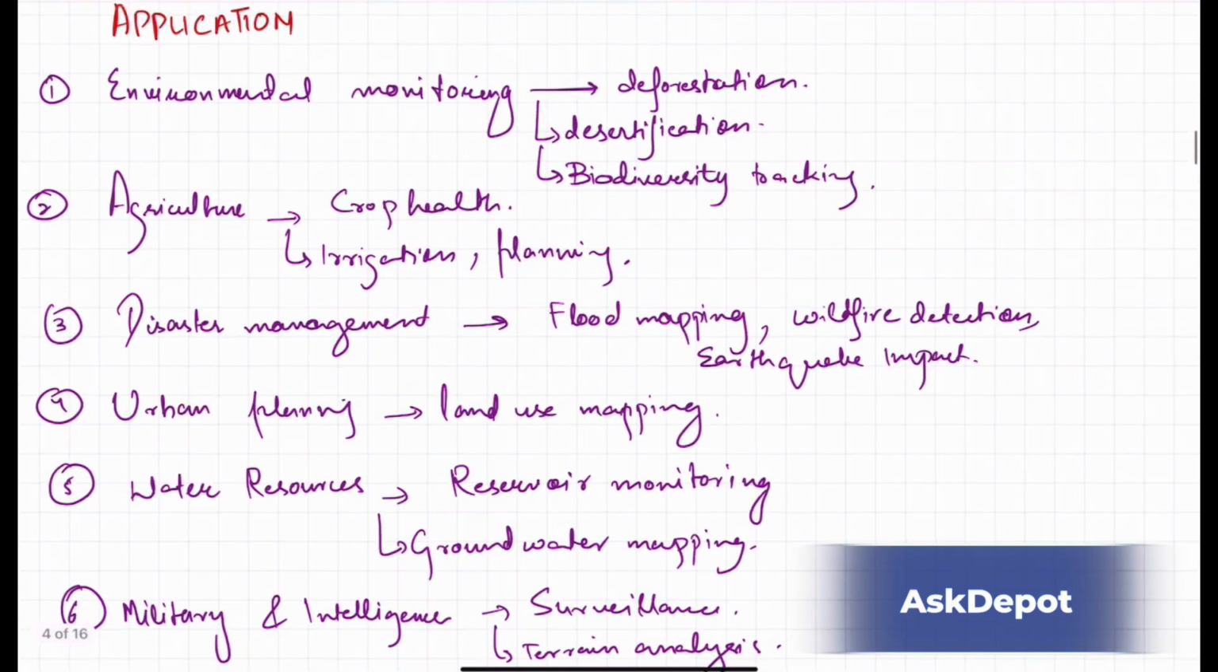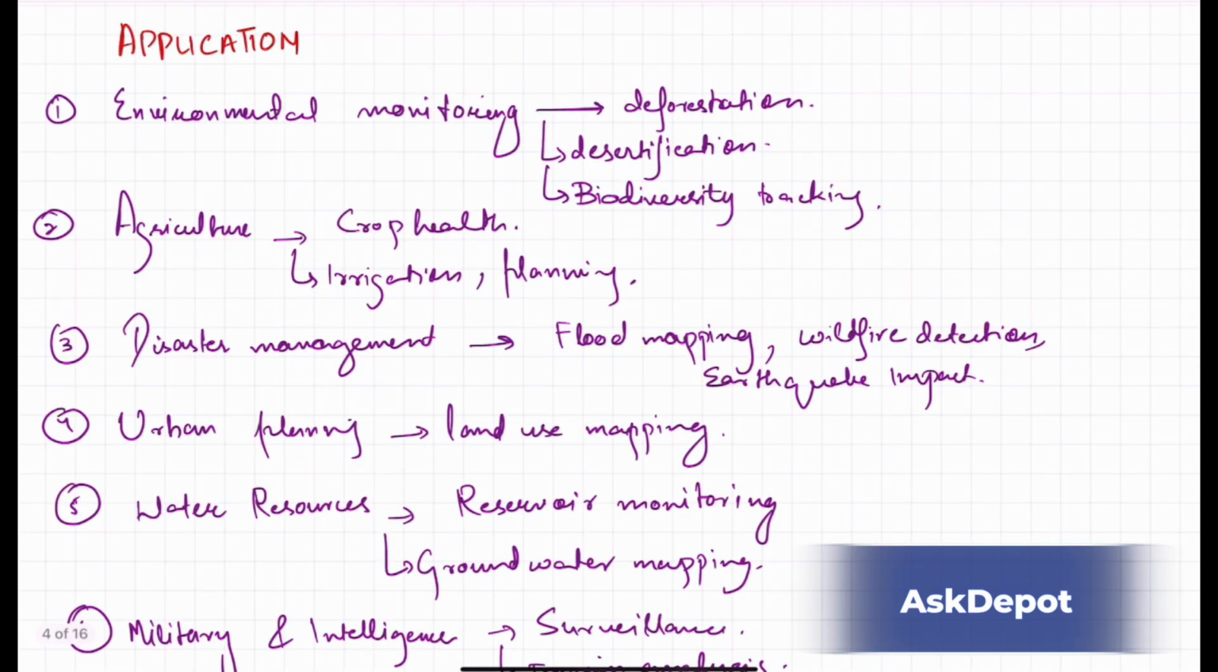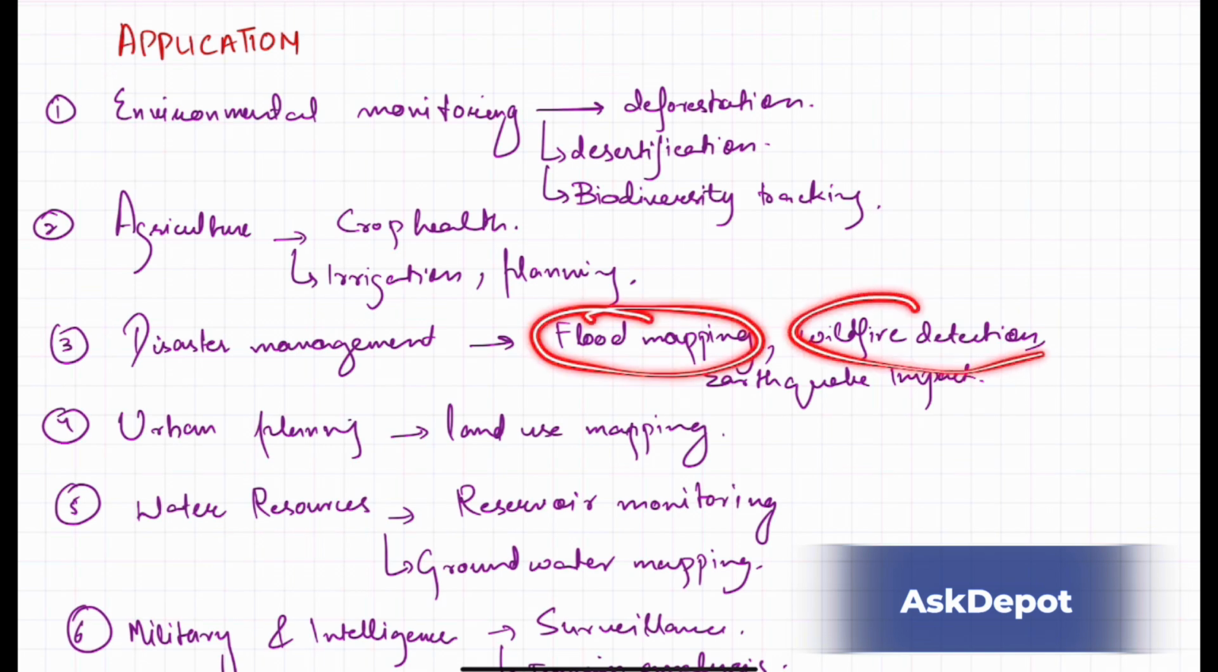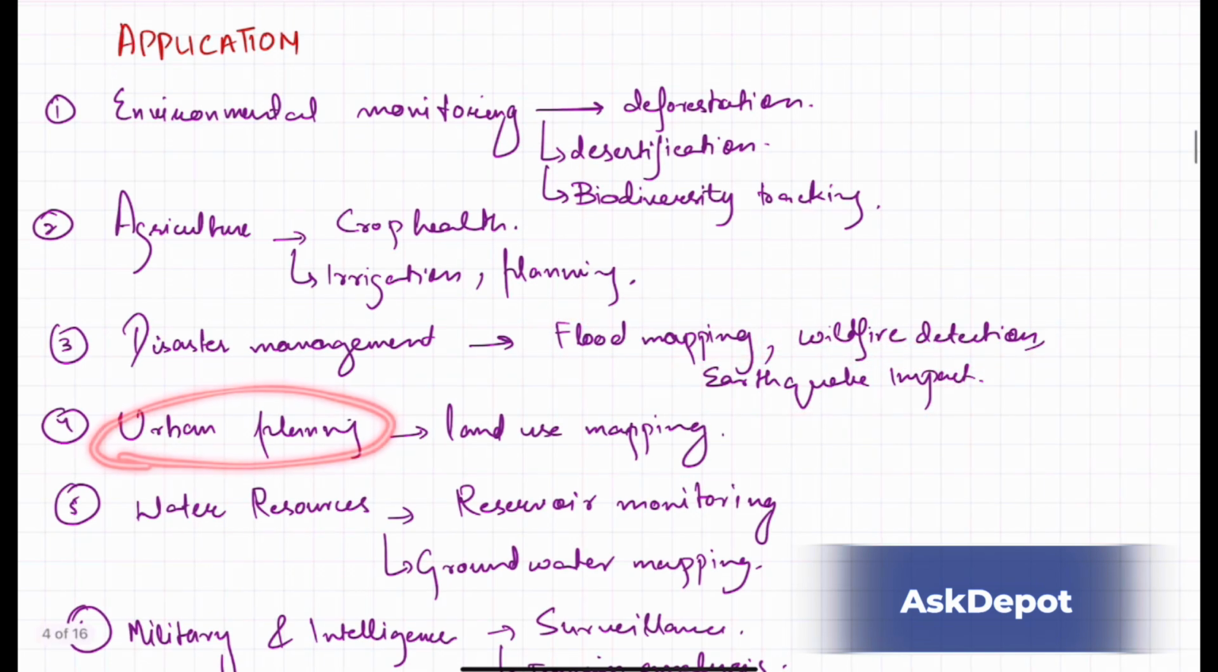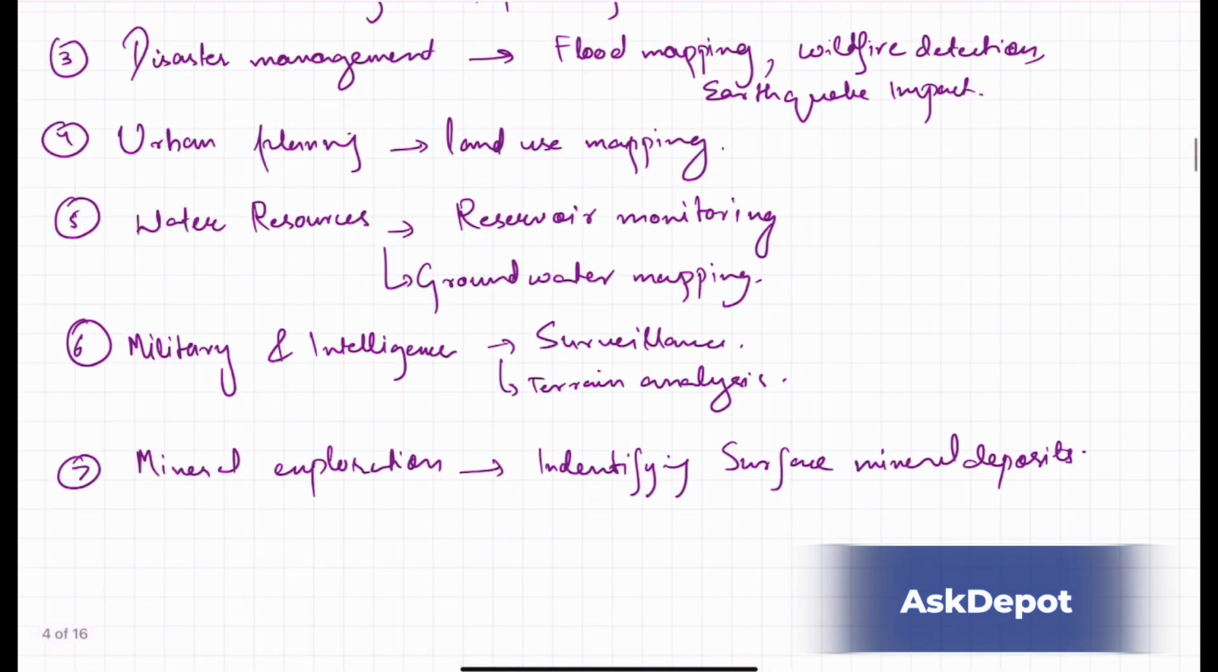Now, what are the different applications of remote sensing? First of all, there is environmental monitoring, whether it be deforestation, desertification, or biodiversity tracking. There is observation of agriculture, for example crop health and irrigation planning. Disaster management can be done, for example, through flood mapping, wildfire detection, and earthquake impact. Urban planning uses land use mapping. The water resources can be studied by reservoir monitoring and groundwater mapping.